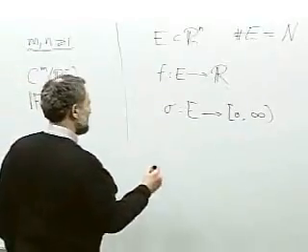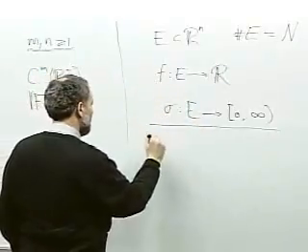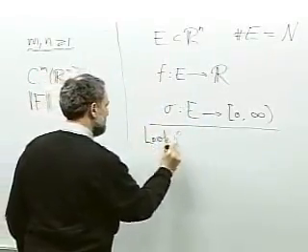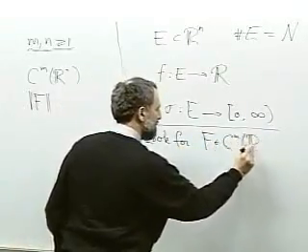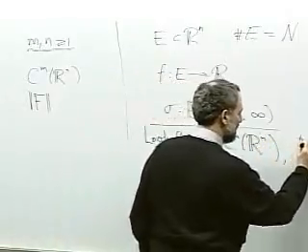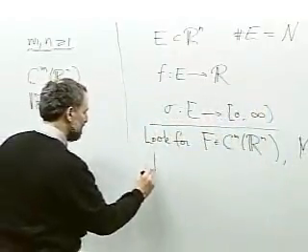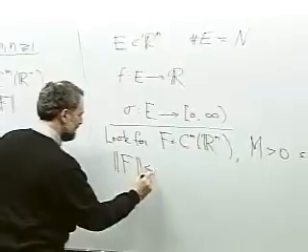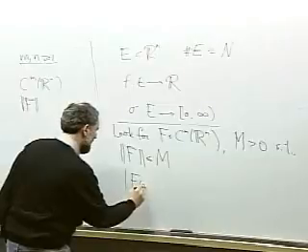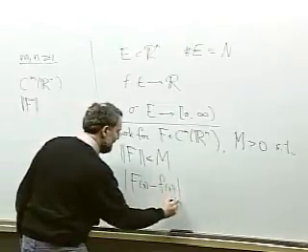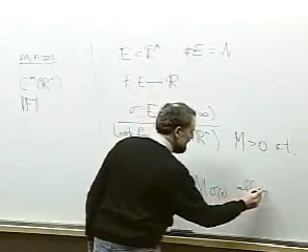Before I state the problem, let me make a definition. Given all that, what we're going to do is look for pairs, a function F in C^m, and a positive real number M, such that two things happen. First of all, the norm of F is no bigger than M. And secondly, |F(x) - f(x)| is less than or equal to M times sigma of x for all x in E.